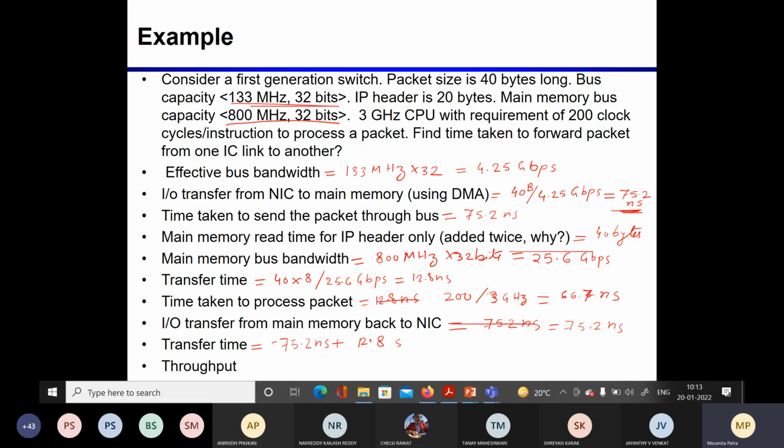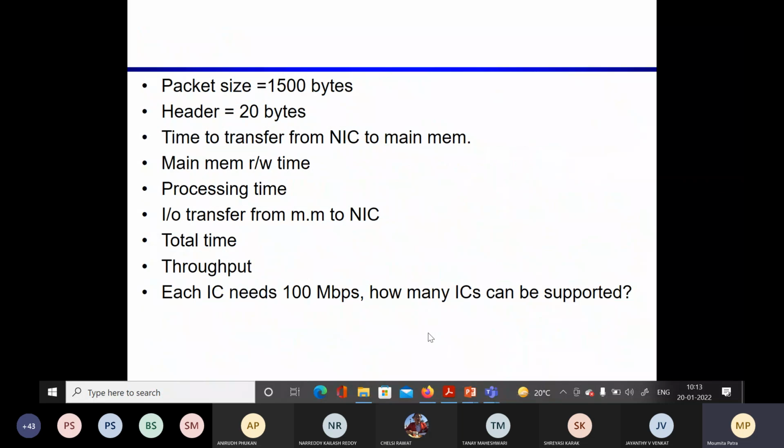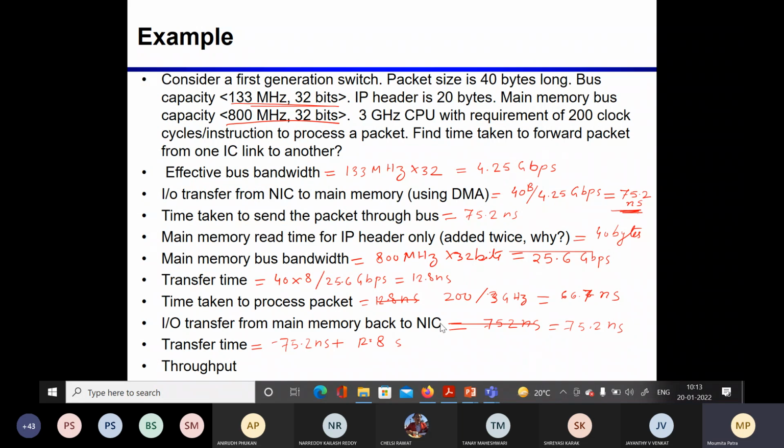So what is the total time that you are getting? Total time to transfer the packet. 229.6. Has everybody else got this value? Yes, ma'am. Great. So 229.6 nanoseconds. Now the question is, how do we find out what is the switch throughput?